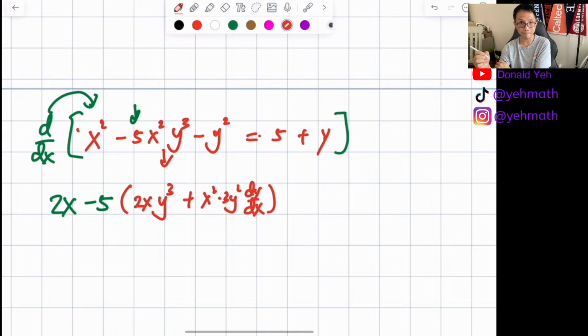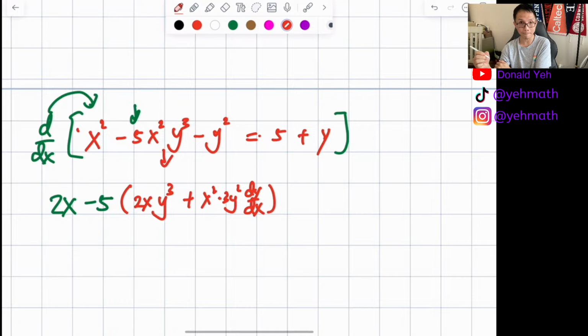I haven't taken the derivative of -y squared yet. So the derivative of -y squared will be -2y dy/dx. And the derivative of 5, you know what? A lot of people make a mistake taking the derivative of 5. The derivative of a constant is just 0. Some people still write down 5, and that's why they get a wrong answer. And then plus dy/dx.